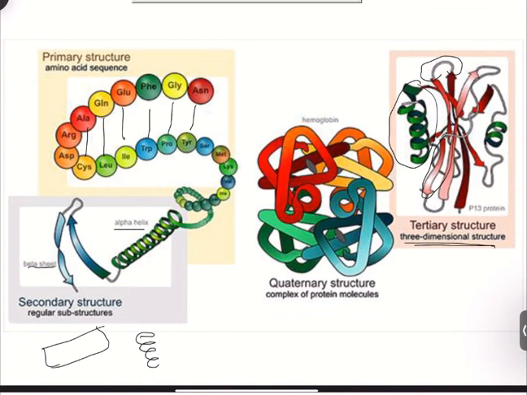Then, your quaternary is the formation of a complex of protein molecules. So, here, no, nagagawa na siya ng ibang shape aside from beta pleated sheet and alpha helix. No? Hindi nakita yan mamaya. Okay, what is an example of this? You have your hemoglobin.